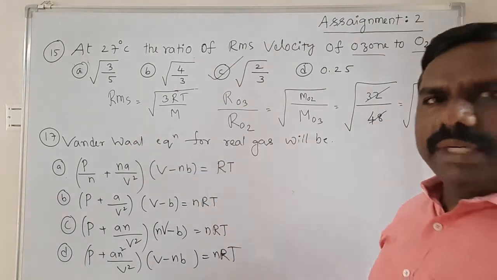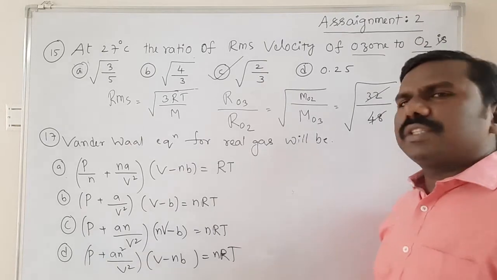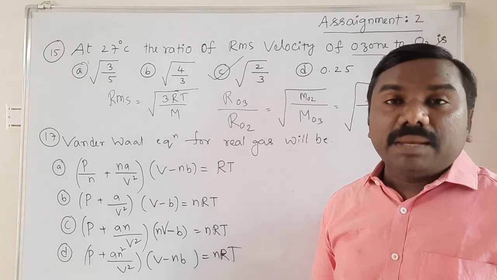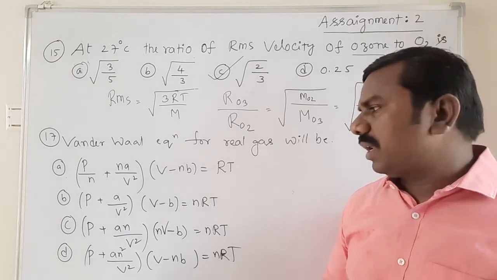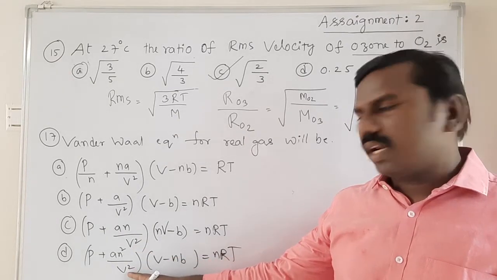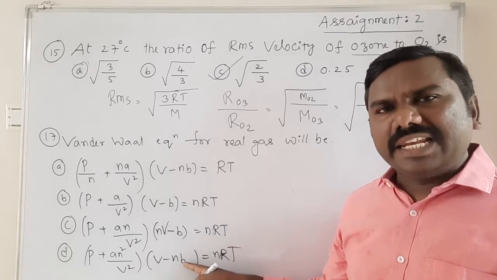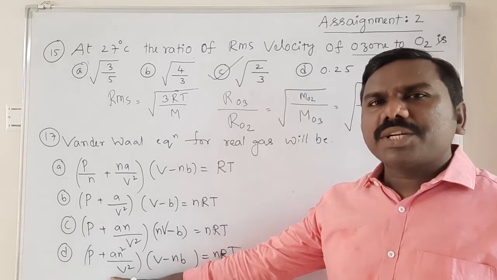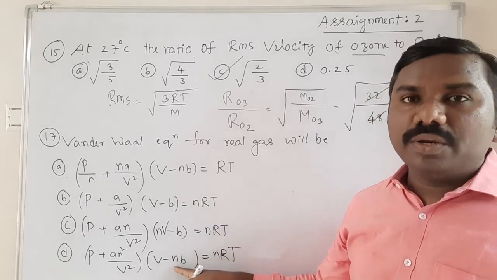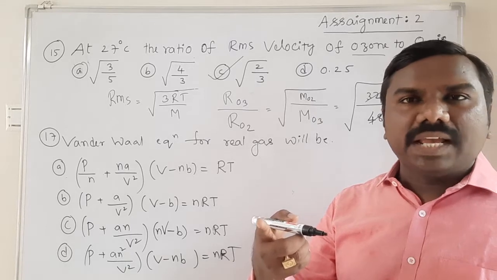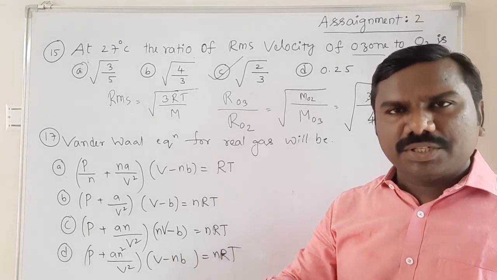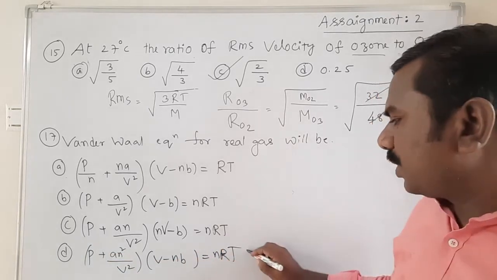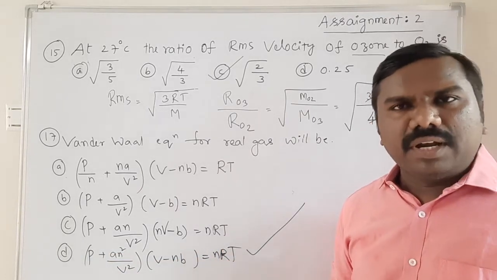Next, 17th bit. Van der Waals equation for a real gas will be. We know the Van der Waals equation: P plus a n square by V square, into V minus nb, is equal to nRT. It is a reduced pressure, and a change in volume. Actually PV equals nRT is the ideal gas equation, but for real gases it will be changed: change in pressure, change in volume is equal to nRT. Option D is correct for the Van der Waals equation.